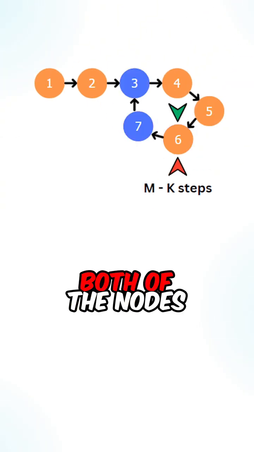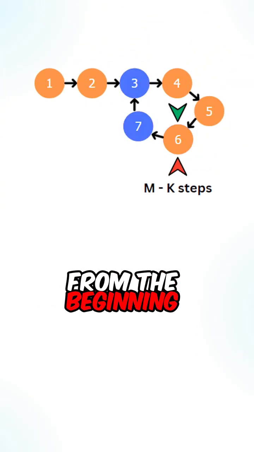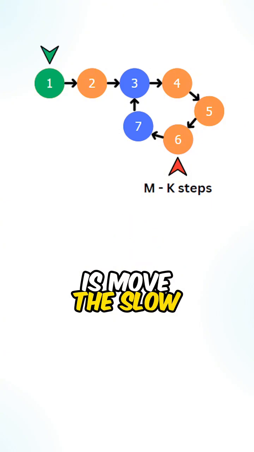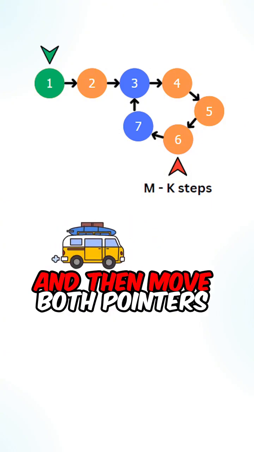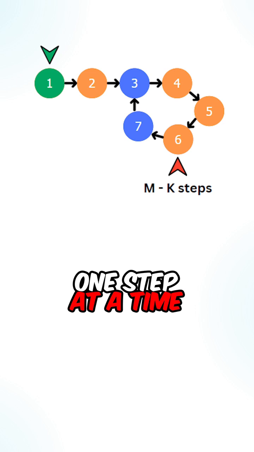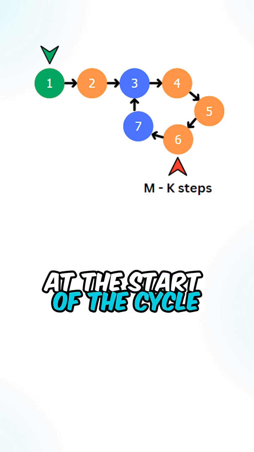Now that means both of the nodes are k steps from the beginning of the loop. What we can do is move the slow pointer back to the start of the list and then move both pointers one step at a time until they meet at the start of the cycle.